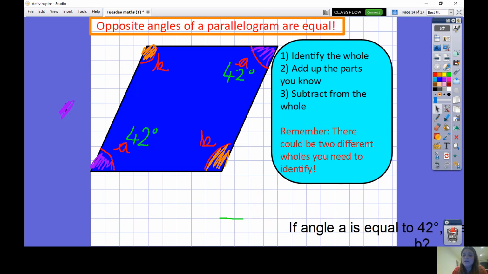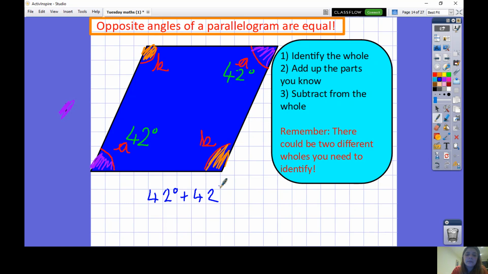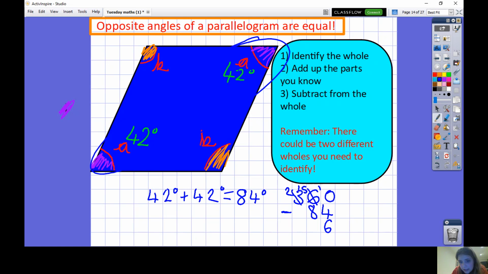This is going to be a little bit trickier because there's going to be a couple of steps, just like yesterday with our isosceles triangles. First, I need to add up what I already know, which is 42 degrees and 42 degrees. Those are both of the angles A, giving me 84 degrees. Now I need to do 360, the total, take away the A's. So let's take away 84 degrees. That will give me 276 degrees. That tells me both B's together are equal to 276 degrees.